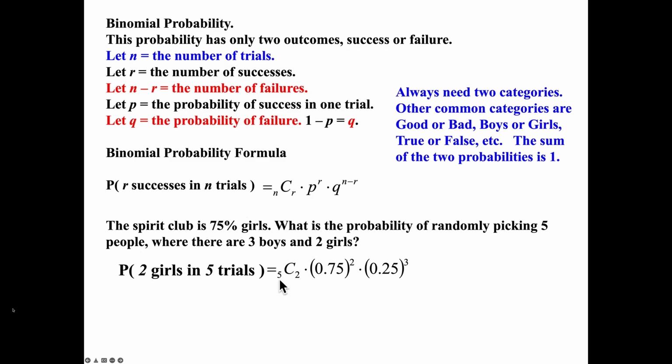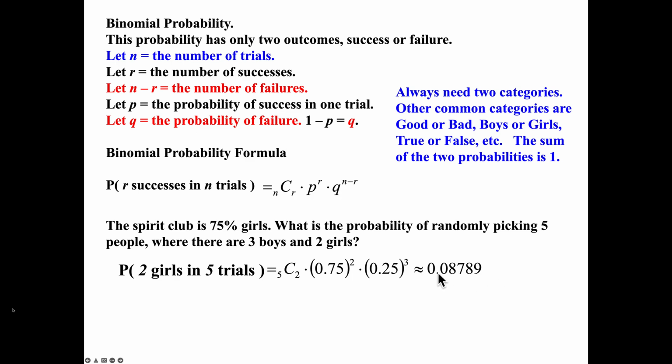So 5 people, that's your n. Combination 2, we'll let the girls' probability be our success: 0.75 for the probability of girls raised to the power of 2, times the probability of boys, 0.25. There's going to be 3 boys picked in that grouping. So now we just go to our calculator, crunch this out, and we come out to 0.08789 if I round it to 5 decimal places. So again, 5 combination 2 times 0.75 squared times 0.25 cubed. There's your probability of that happening.